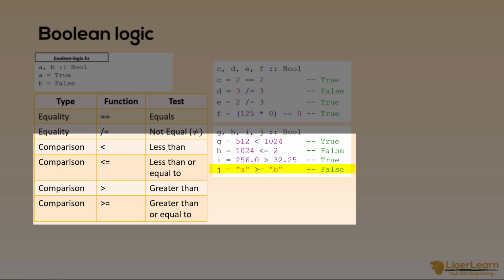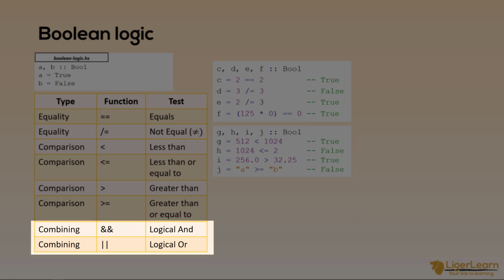These examples are shown using the comparison Boolean functions on ints, doubles and strings. It is possible to do that because they all follow a well-known ordering. The next type of Boolean function is for combining Booleans. There are two functions for combining, logical AND and logical OR. The function for logical AND is two ampersands placed together, and the function for logical OR is two pipes placed together. Before we look at code, let's look at a truth table to better understand it.